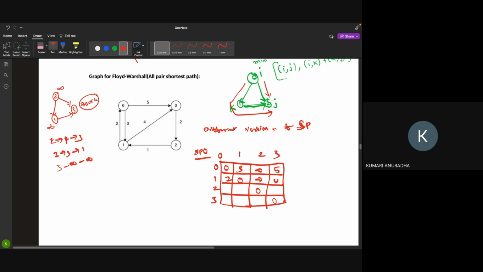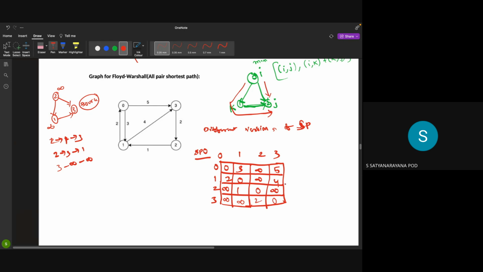4. It's done. So the next one is 2 to 0, no. The direct edge is not there, so infinite. 2 to 1, yes, 1 is there. Next one is 2 to 2, anyway, self edge, it's not there. 2 to 3, no way, so infinite. Direct edge only I'm talking about. Next one is 3 to 0, no way, so infinite. Next one is 3 to 1, no way. 3 to 2, yes, there is an edge there too. 3 to 3 is not there.